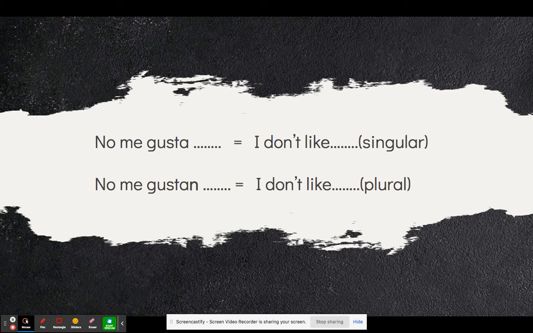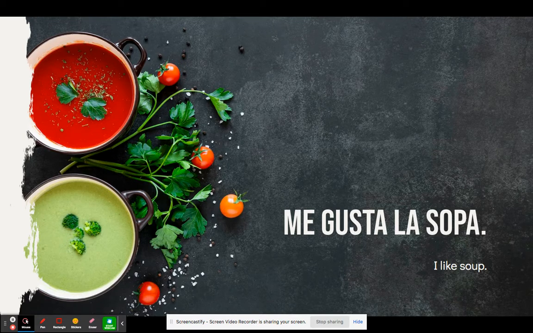No me gusta el plátano. I don't like the banana. And if you didn't like multiple bananas, you would say no me gustan los plátanos. Okay? See how we're looking at singular and plural again. Here are some examples. Me gusta la sopa. I like soup. In Spanish, they always use the article el or la or los or las before they say it. So it wouldn't sound quite right. No me gusta sopa. It just doesn't sound quite right. You would always use the article: no me gusta la sopa. Okay? Little different than English, but we are learning this, right?